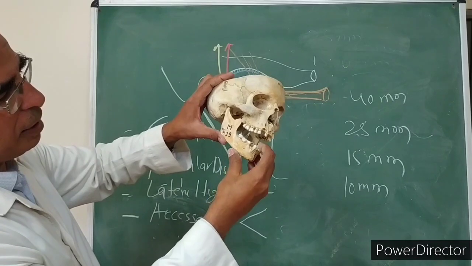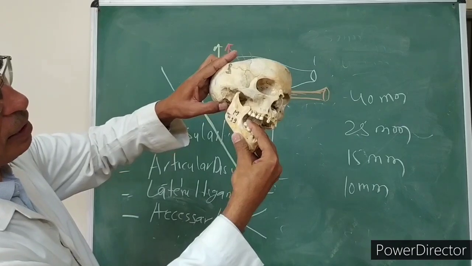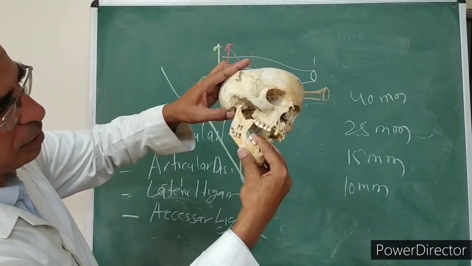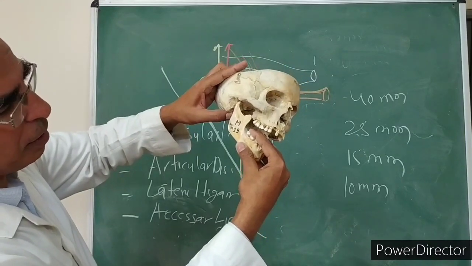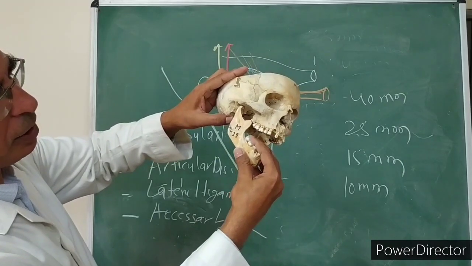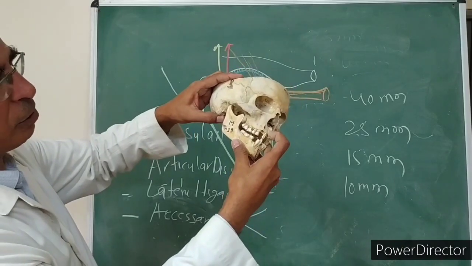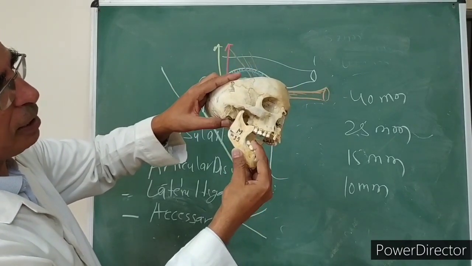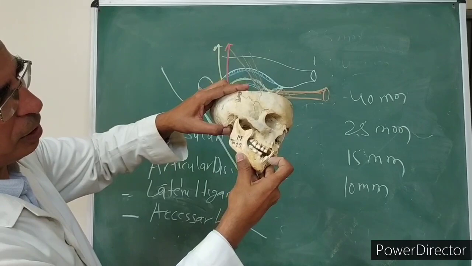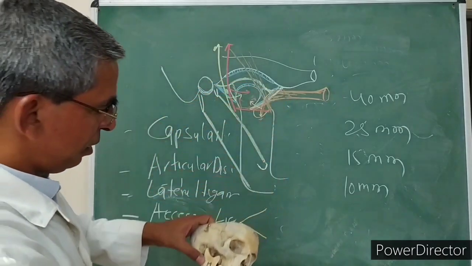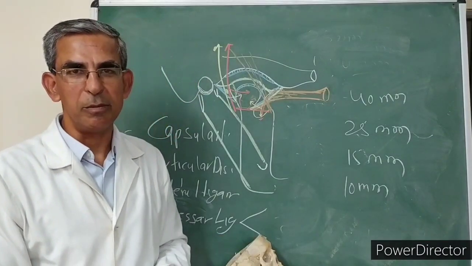Look here. When the displacement occurs, what happens? The surgeon keeps the finger on the last molar tooth, depresses the mandible slightly, pushes the mandible backward, and then elevates the mandible. So this is the process by which the displaced head of the mandible is put back in normal position. So this is the clinical aspect of this TM joint, and this is all about the temporomandibular joint.